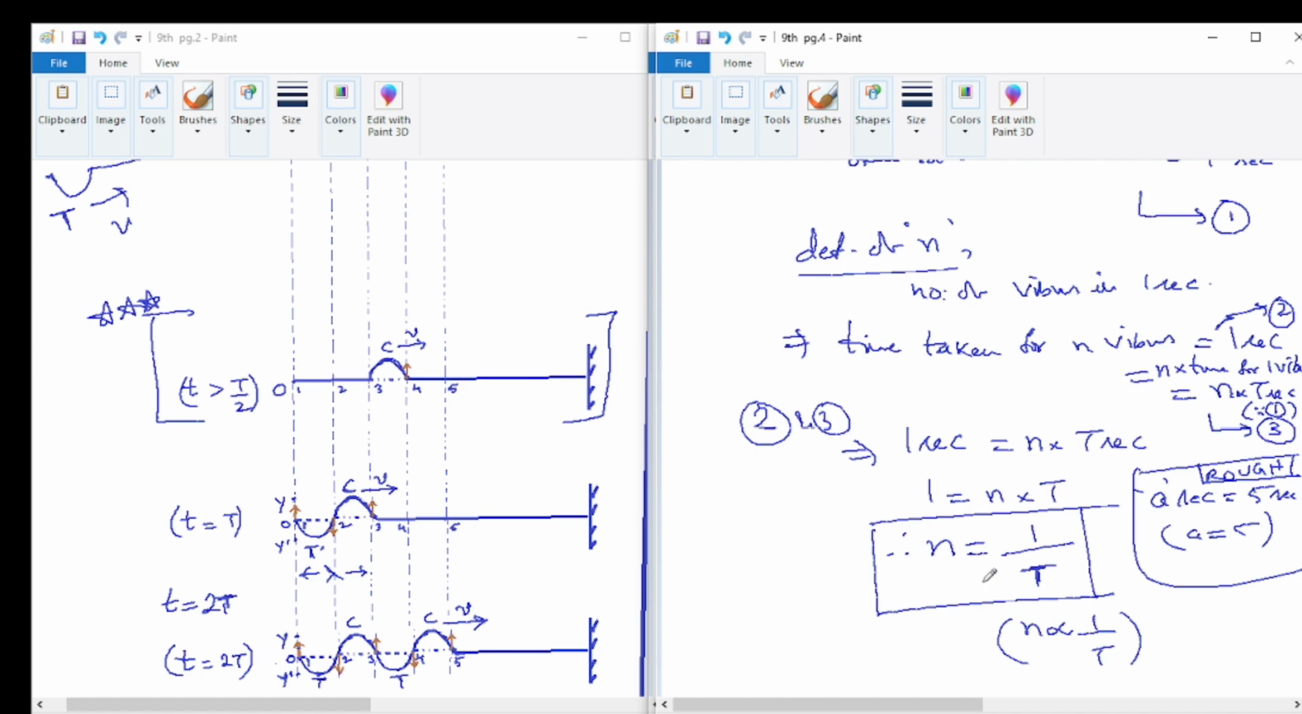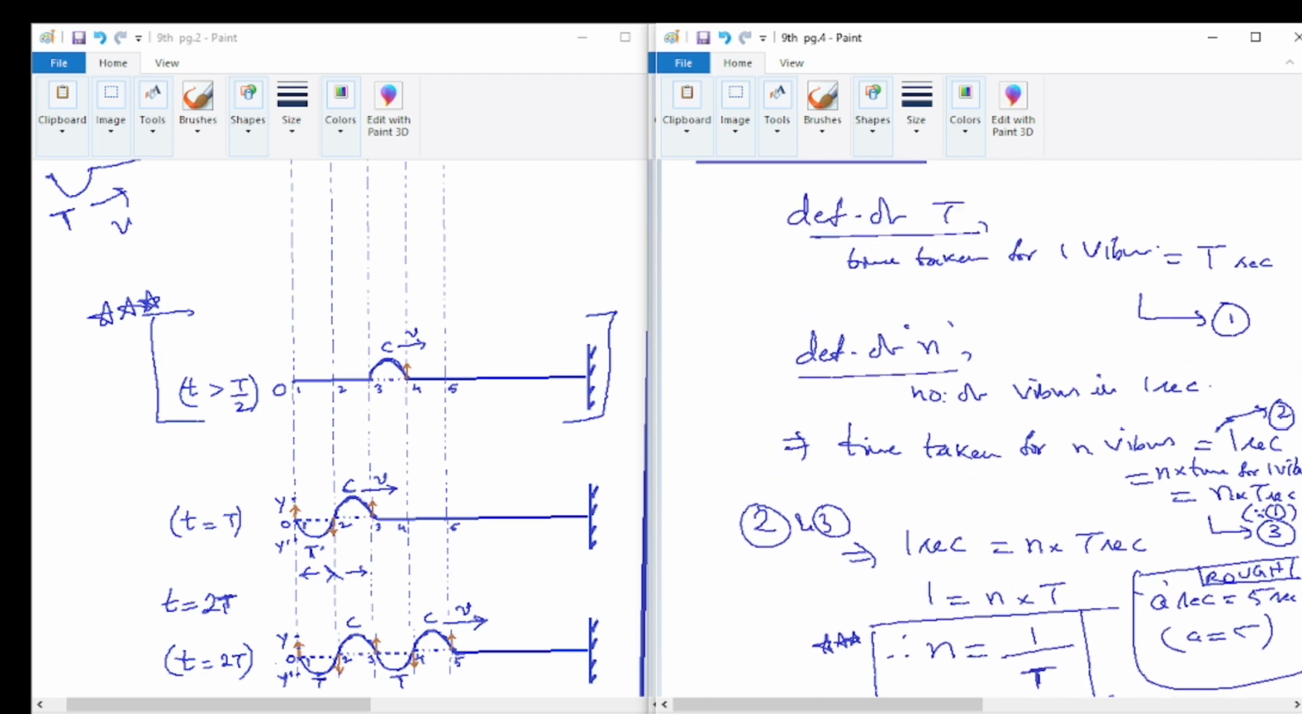So this is the proof for why frequency and time period are inversely related. The higher the time period, the lesser the frequency. If the time period is very small, frequency will be very high. That is easy to understand. Time period means time taken for one vibration. If the time taken for one vibration is very small, it means fast vibrations are taking place. So in 1 second, there are more vibrations. That means frequency n will be more. That way the equation can be understood. So this is a very important relation between frequency and time period.